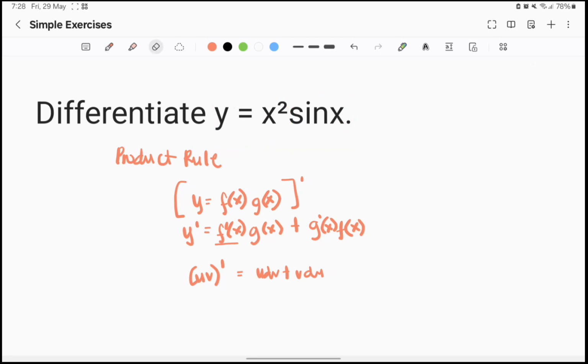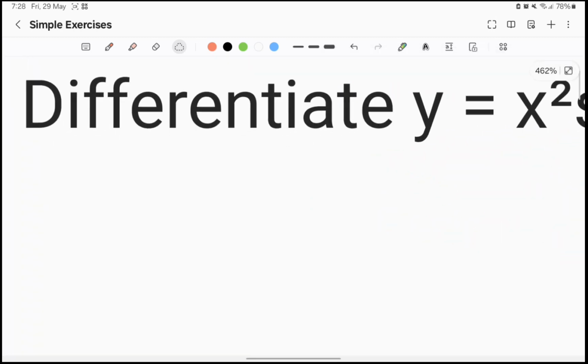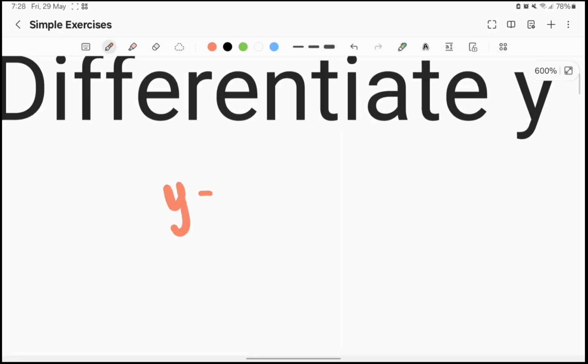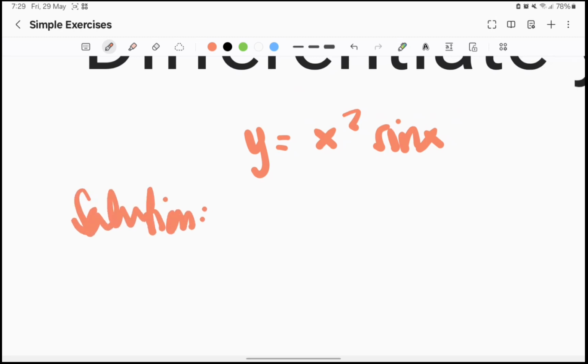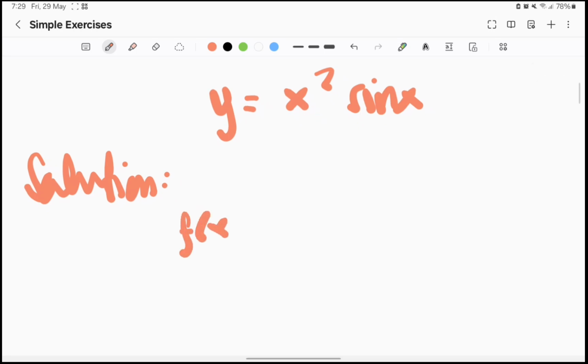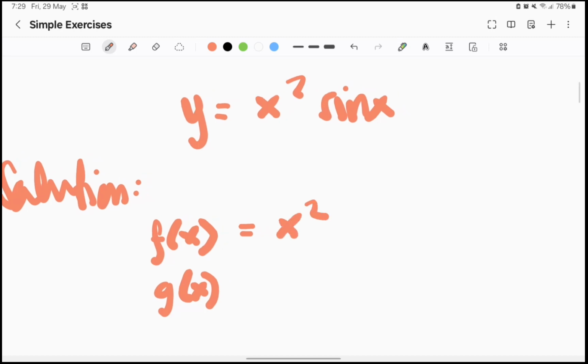Okay, let's set this aside. I'll copy y is equals to x squared sine x. To be beginner friendly, let's identify who f of x and g of x are to make it easier for everyone. Once you get used to identifying your f of x and g of x, you can do it mentally and you don't need to write down f of x and g of x manually. You can go straight to solving. Okay, so let f of x be x squared and g of x be sine of x.